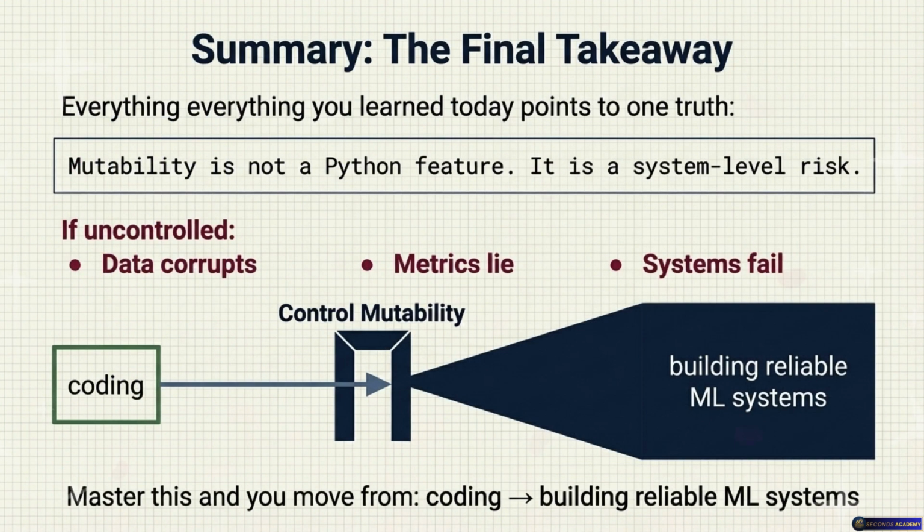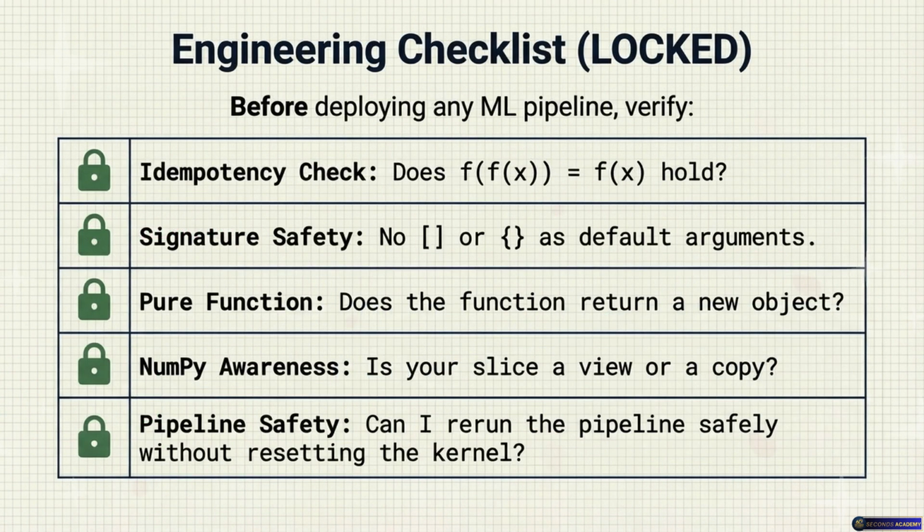It really does. Mutability is not just a quirky Python feature, it's a system-level risk. Uncontrolled side effects corrupt data, they generate deceptive metrics, and they cause production systems to fail. It's the dividing line between writing experimental scripts and engineering reliable machine learning systems. Absolutely. If a subtle in-place addition operator or an empty list in a function definition can completely compromise a multi-million-dollar ML pipeline, bringing accuracy from 98% down to 62%, it forces you to question the foundations of your code. It does. What other seemingly innocent Python habits are silently corrupting your complex systems right now? It is something to seriously evaluate the next time you design a data workflow.